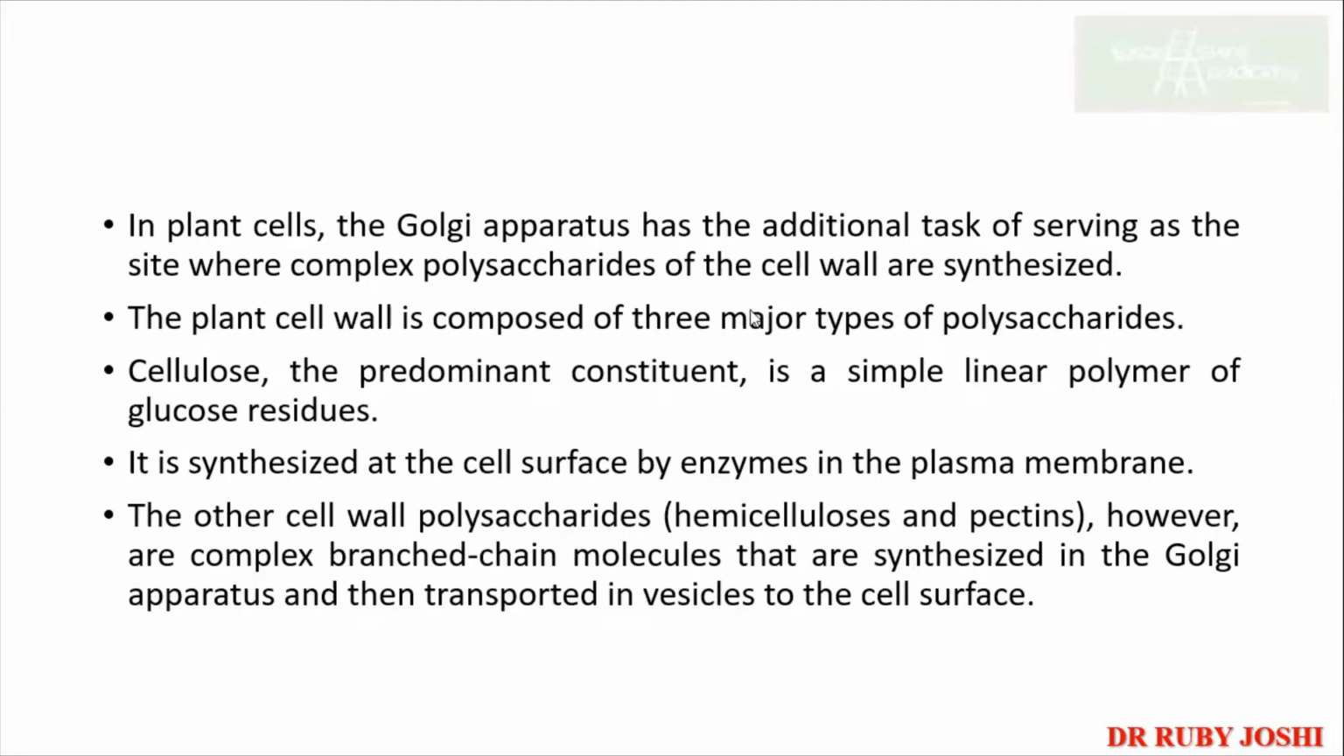We know that the plant cell wall is made up of major polysaccharides like cellulose, right? It is a simple linear polymer of glucose residues. It is synthesized at the cell surface by the enzymes in the plasma membrane. So you can imagine how cellulose, hemicellulose, pectins, whatever is present, are synthesized in the Golgi and then transported in vesicles to the cell surface, where with the help of these enzymes they keep adding to the cell wall.